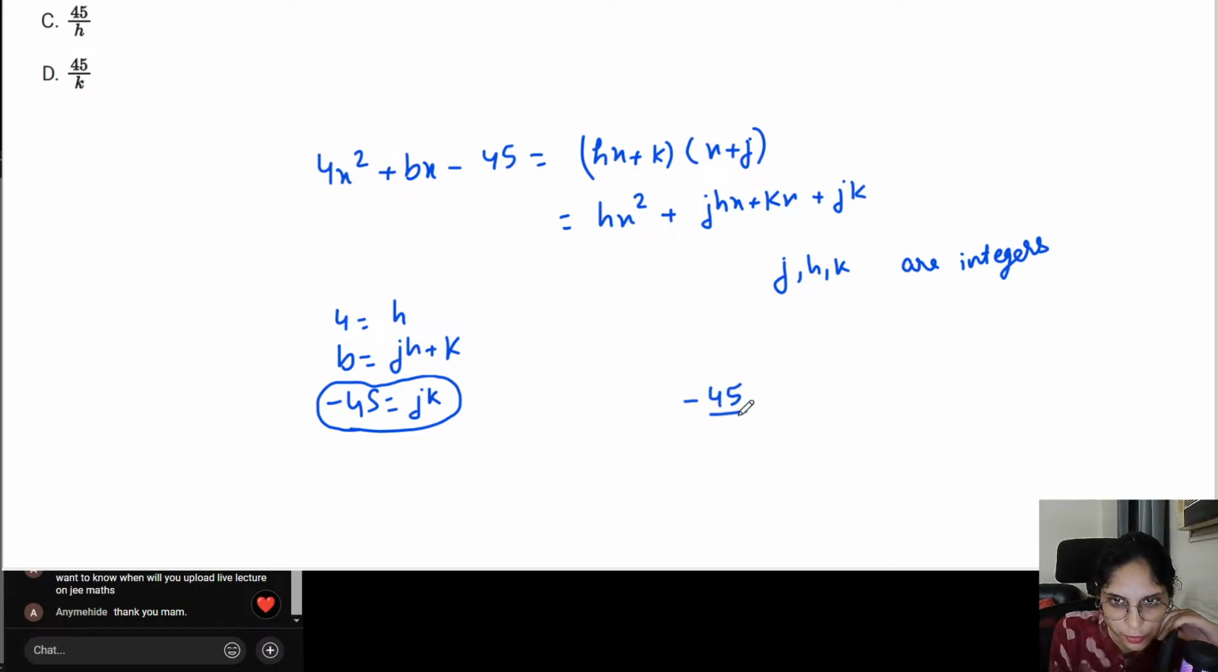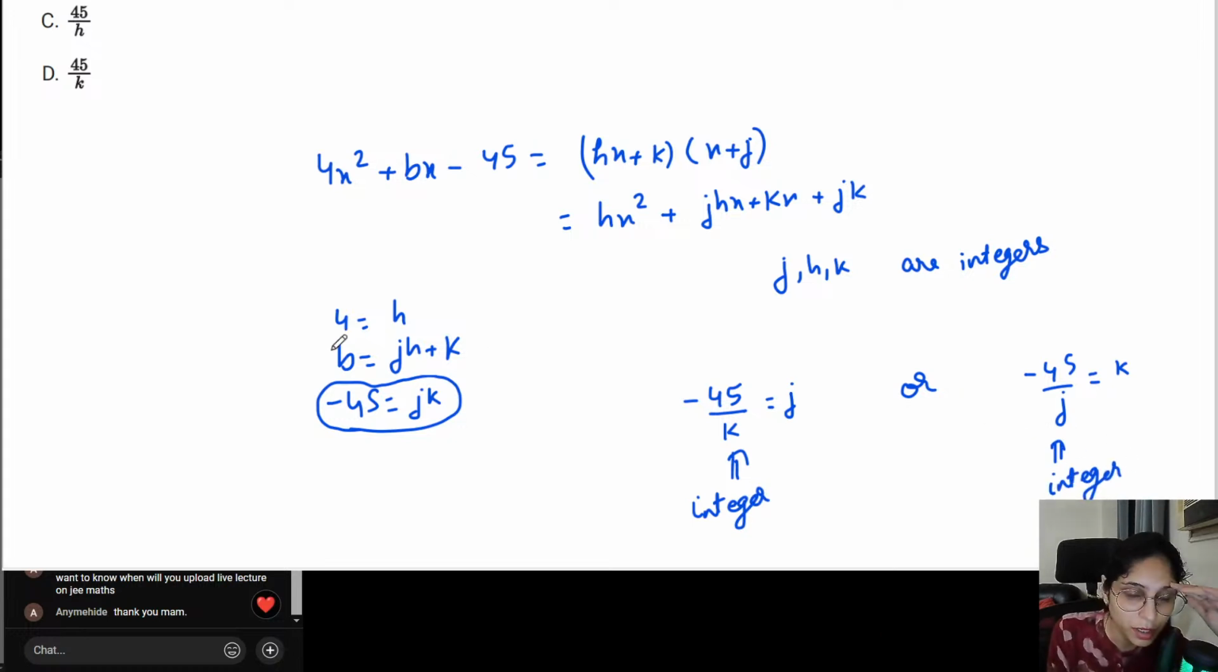So negative 45 over k is going to be j. J is an integer, so negative 45 over k has to be an integer. Negative 45 over j, so yeah, this is an integer. This is an integer. In this one, b is a constant. It can be decimal. There's nothing given about it, so I can't use it. And h is equal to 4, so 45 over 4 is not your integer, right?